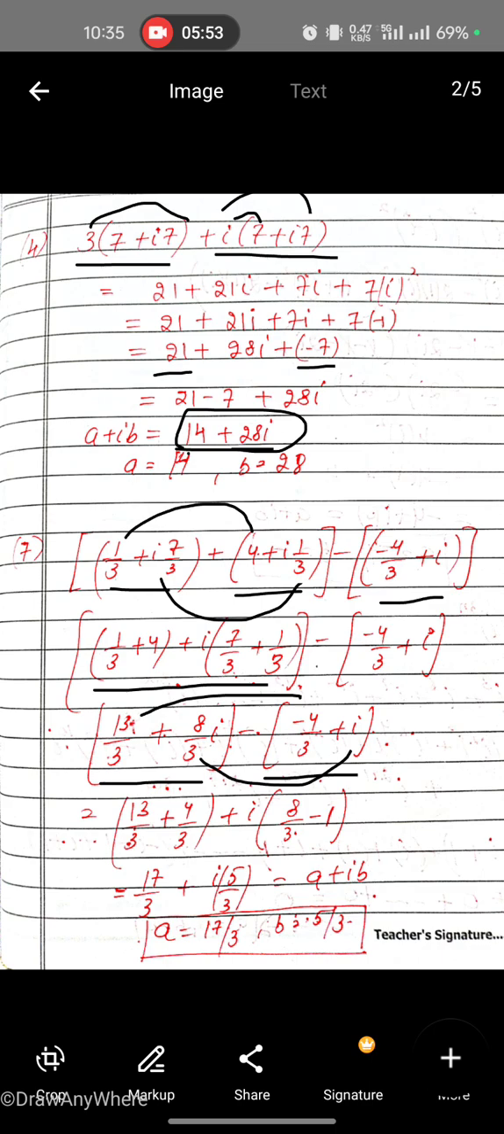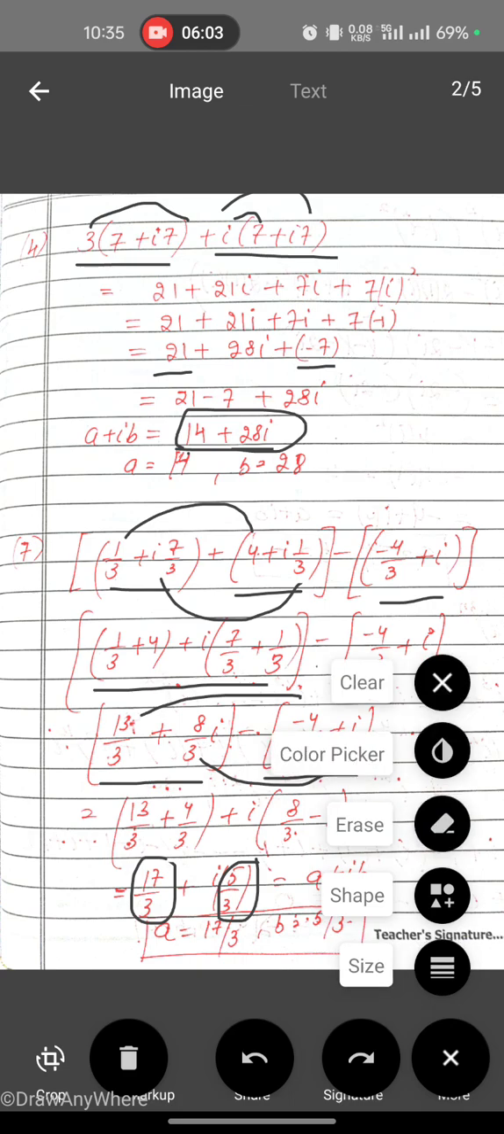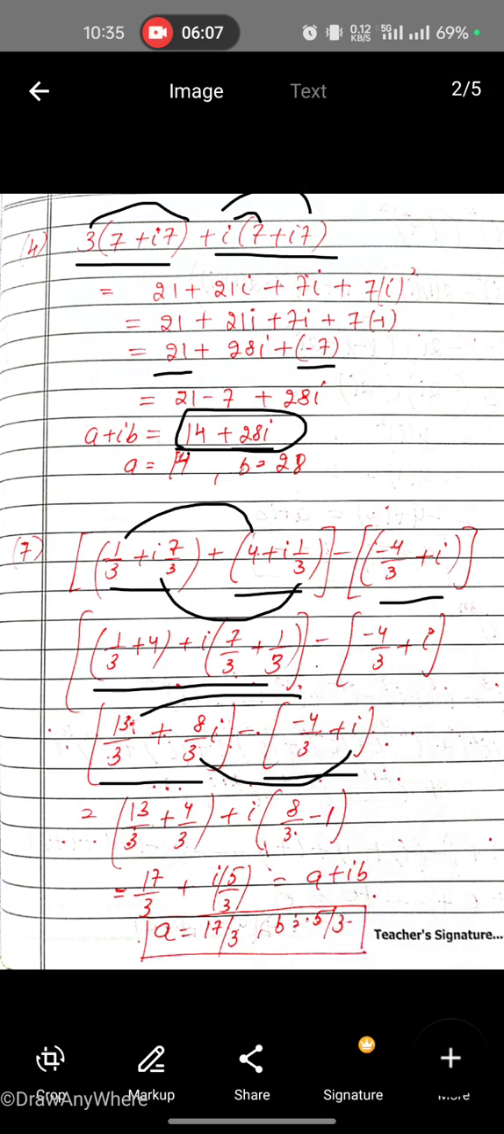So after the end, this is my real part 17/3 and this is the imaginary part 5/3. So this is the question that we have to write the answers in the form of a plus iota b. So this is the required form. Okay class.